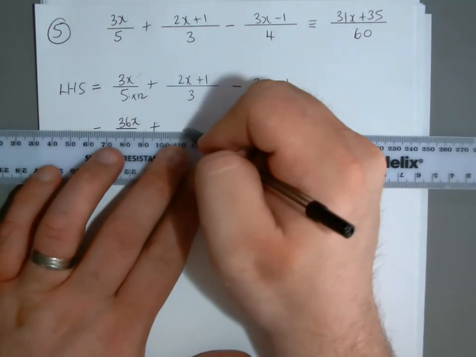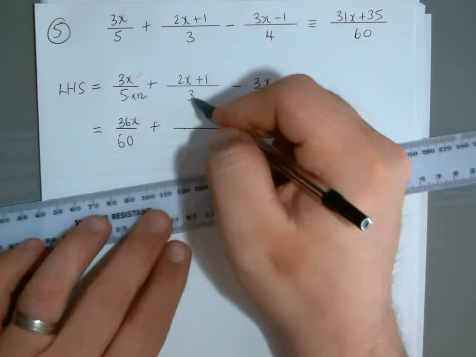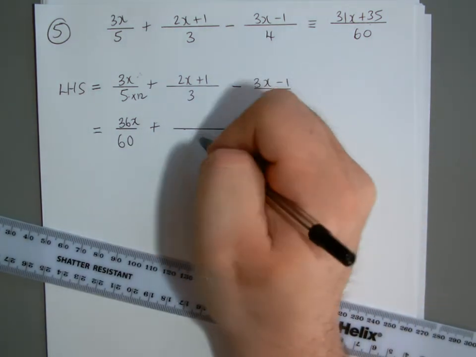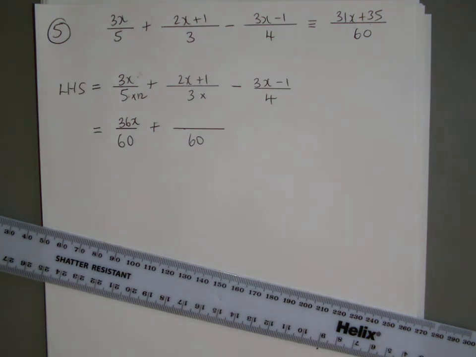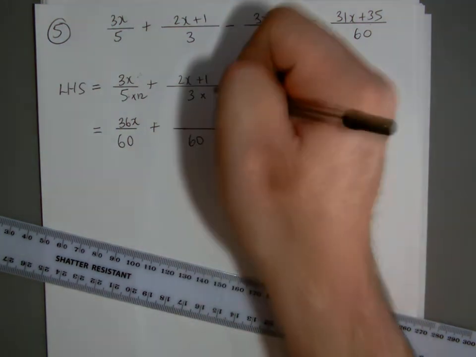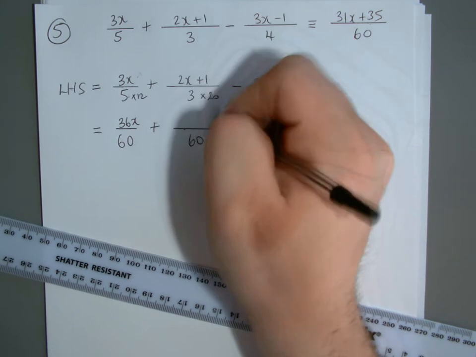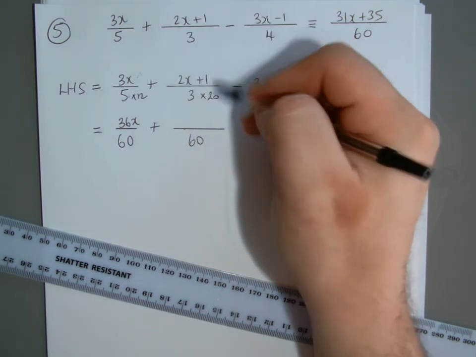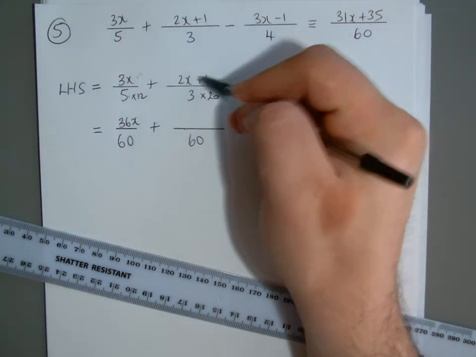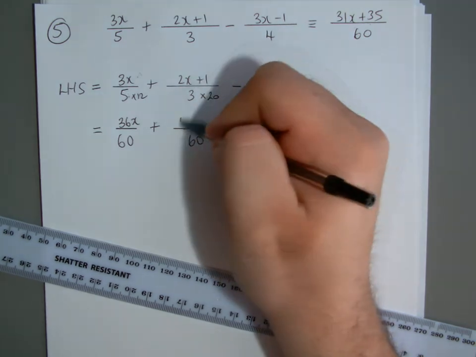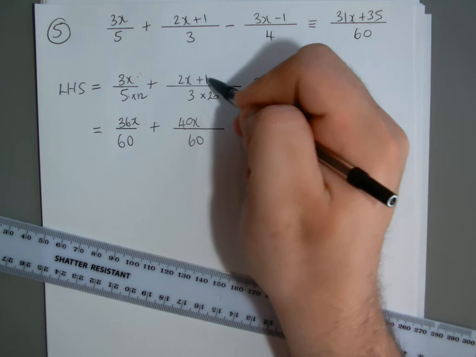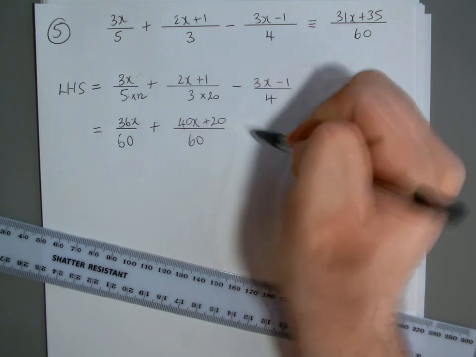Adding then the second fraction, well, the second fraction has 3 on the bottom. Now if I change that to 60, well, 3 goes into 60, doesn't it? The question is how many times? Well, it goes into it 20 times, isn't it? So I'm timesing the bottom by 20, which means I've got to times the top by 20 as well. 2x times 20 is 40x, and then 1 times 20 is 20.